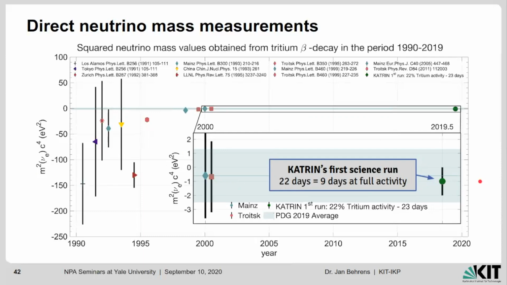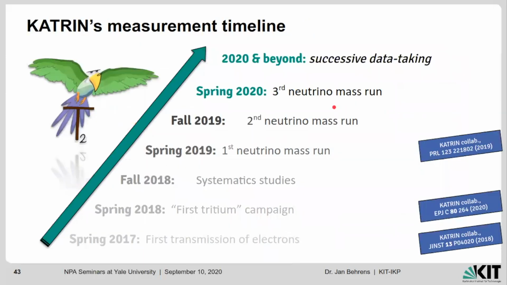So stay tuned. We are now currently doing the fourth neutrino-mass run, as I mentioned earlier, and from now on, we will also do successive data taking periods. There's one more neutrino-mass run planned at the end of the year, and then in the next years, we will continue with the data taking and add more data and also improve our systematics.